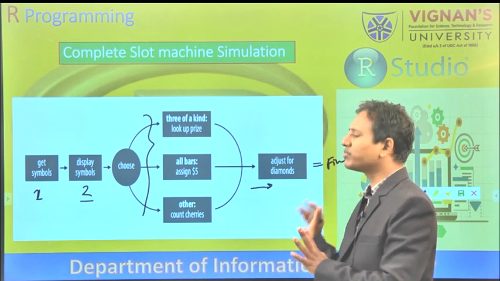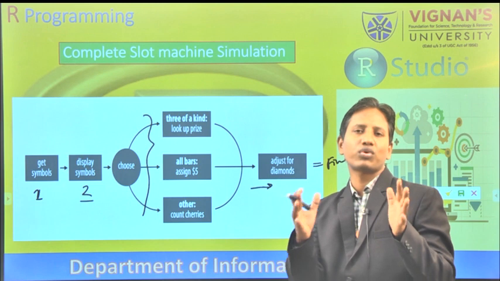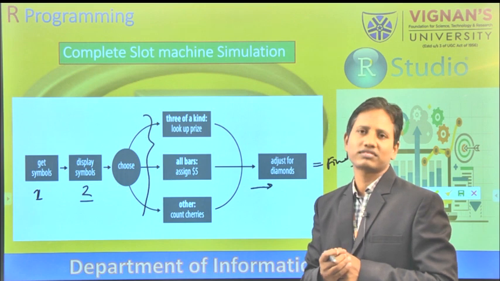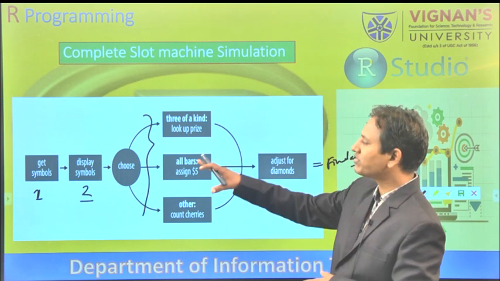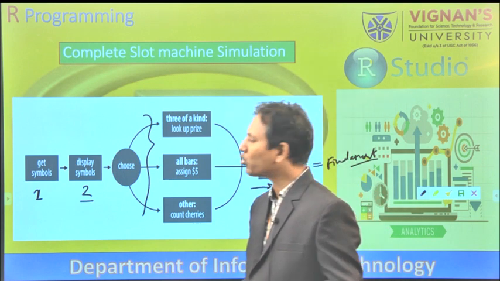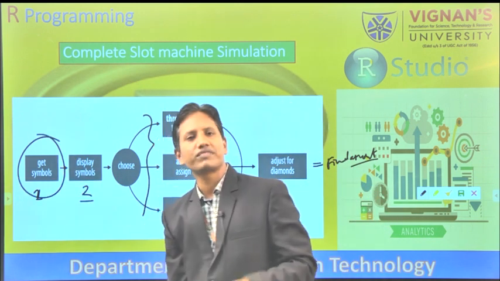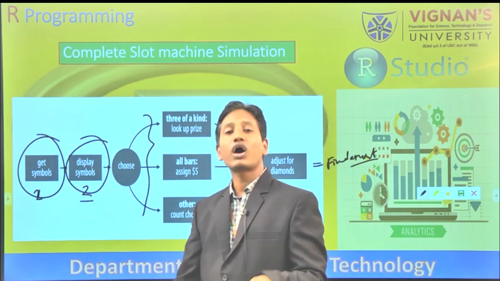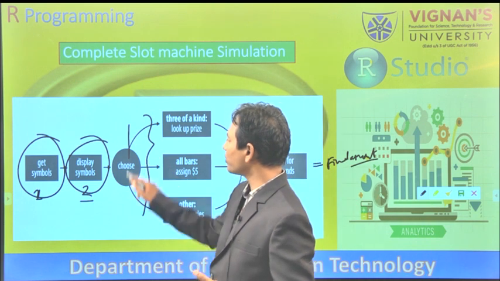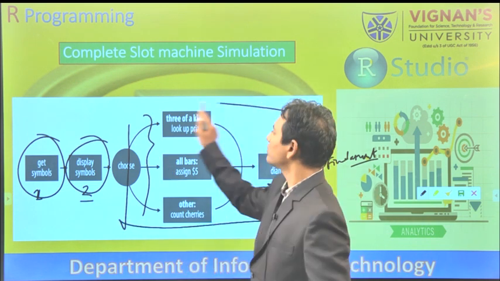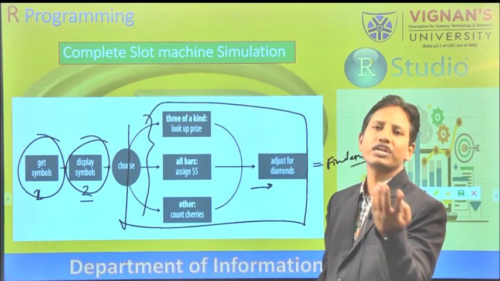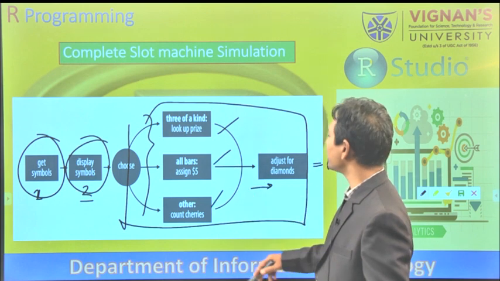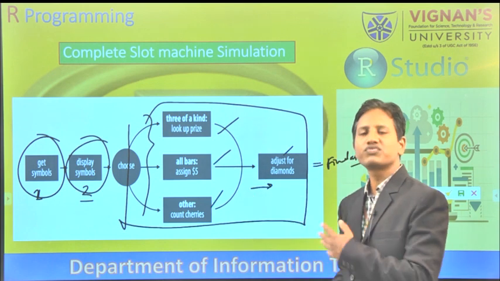So with this kind of symbols we are going to understand that we are going to divide the complex task into number of subtasks, and we are going to achieve them one by one. Already we have written the code for get symbols, a function we have written, and with the help of the print function we are going to display the symbols. Now the target is how to compute this amount. So this part we have to implement, the 4 conditions it is showing: checking for the same number of symbols, all bars, cherries, and the diamonds. These 4 we have to implement.